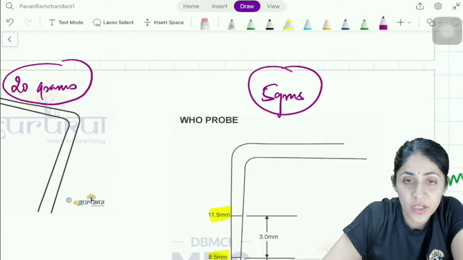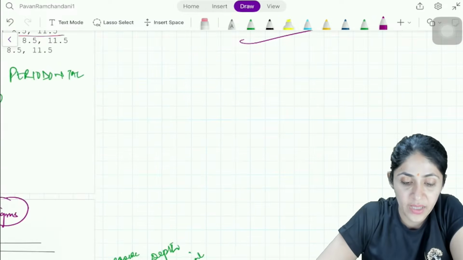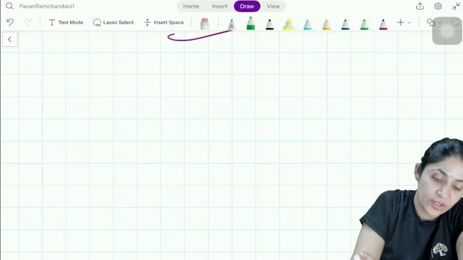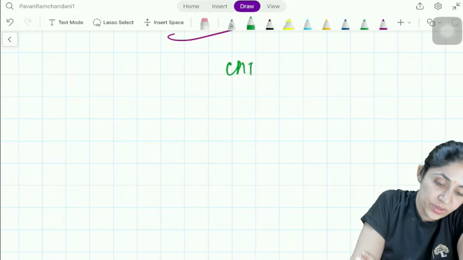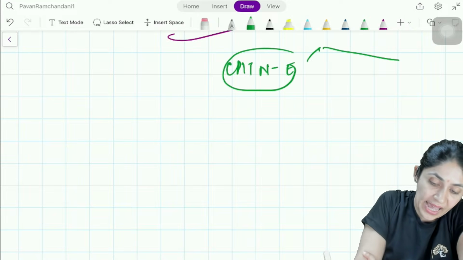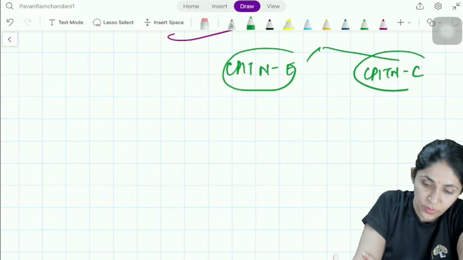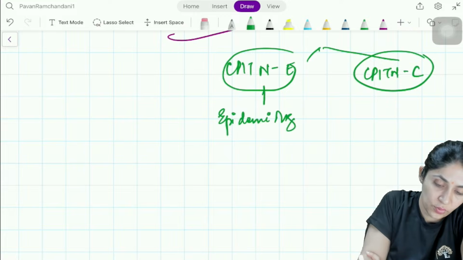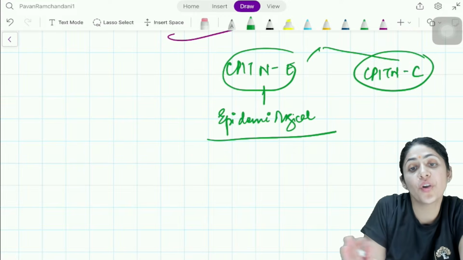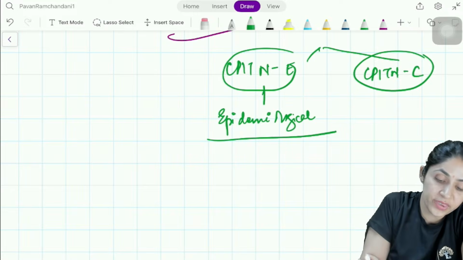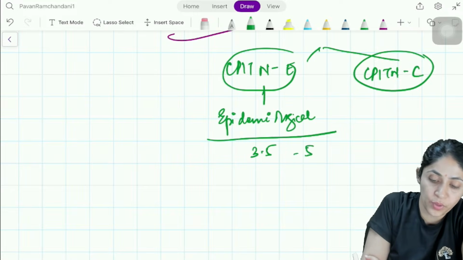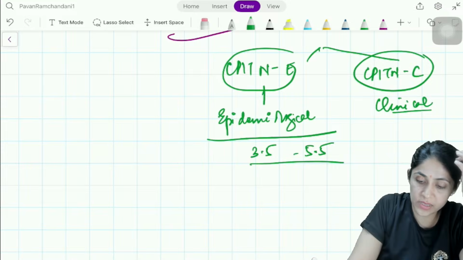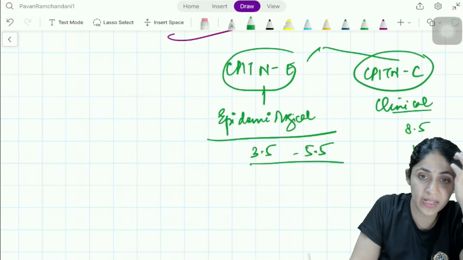Okay, now there are two types of CPI-TN probe. Again, very nicely explained in your recorded and live lectures in more detail. The two types are CPI-TN-E and CPI-TN-C. The E probe is for epidemiological surveys. This just has a black band between 3.5 and 5.5. C is for clinical purposes, so this will have additional markings at 8.5 and 11.5.